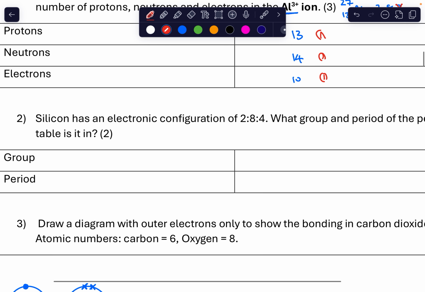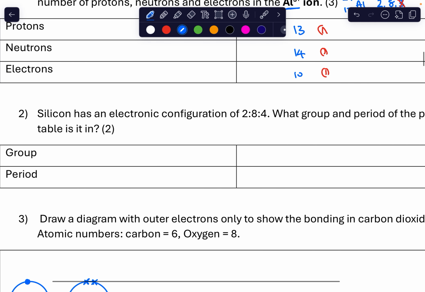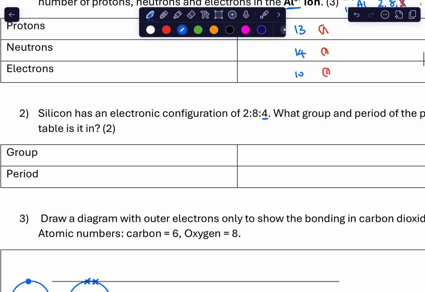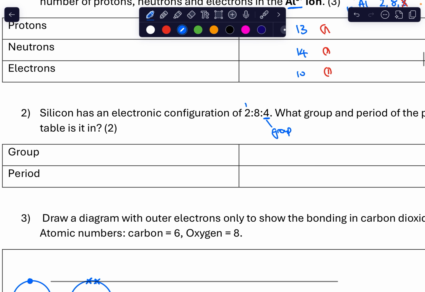Okay, silicon has this configuration. Can you work out which period and group it's in? So first thing to do here is the 4 is the group number. So number of electrons in the outer energy level is the group number. And then the fact there are 1, 2, 3 energy levels, that tells me it's in the third period. So here it's in period 3 and it's in group 4. And again, we're getting 1 mark for each answer.